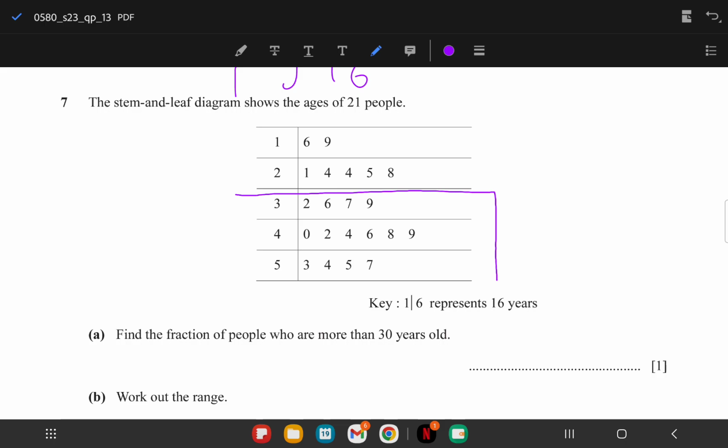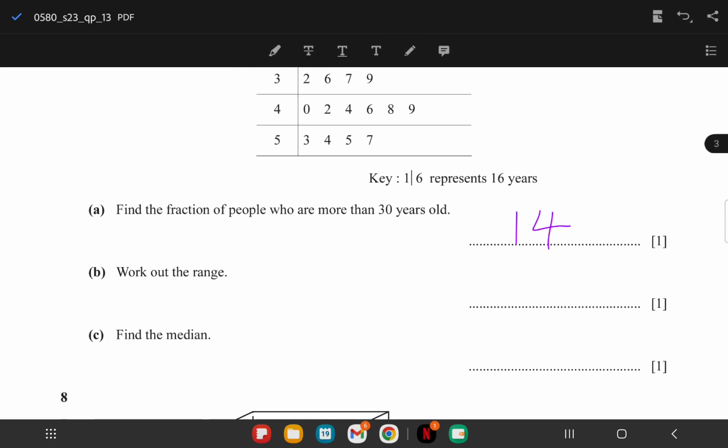So we just simply count the numbers that we have on the leaves. So we have 1, 2, 3, 4, 5, 6, 7, 8, 9, 10, 11, 12, 13, 14. So that's 14 people who are more than 30 years old. I'm just going to quickly remove that because we don't need it for our final answer. So we have 14 people that are more than 30 years old.